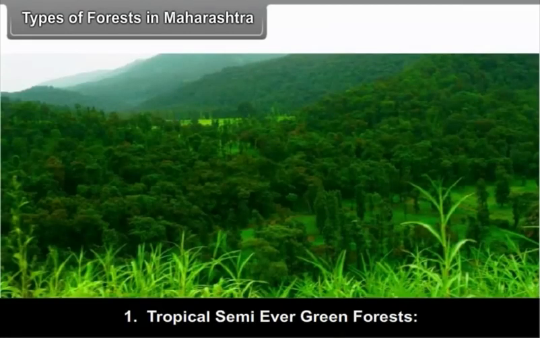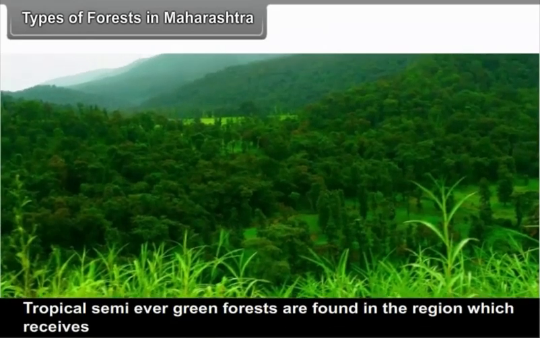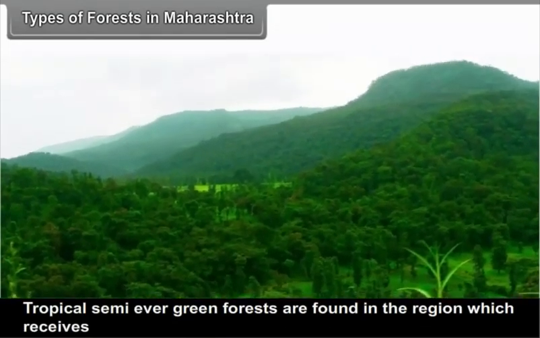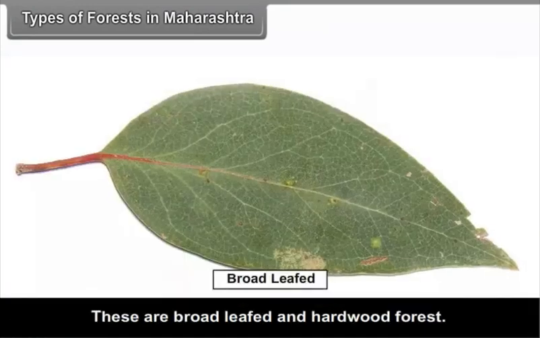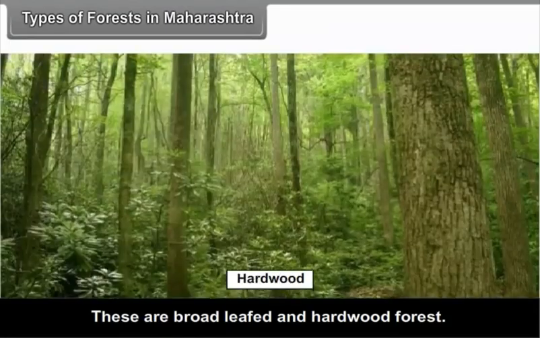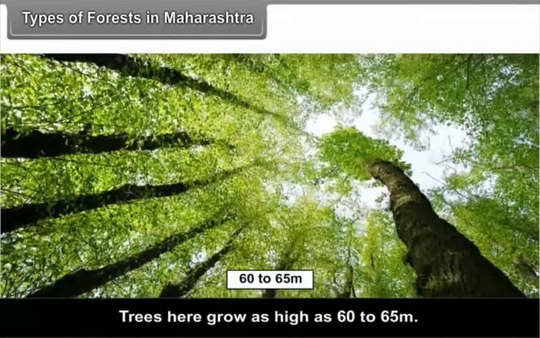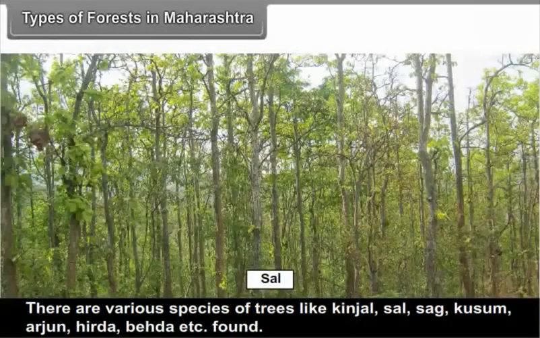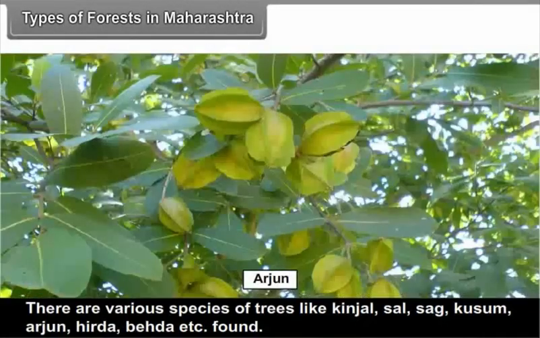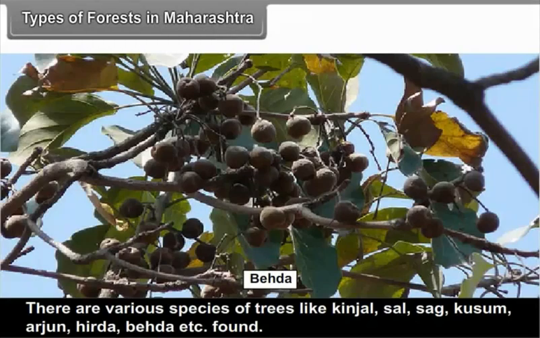Tropical semi-evergreen forests. Tropical semi-evergreen forests are found in the region which receives rainfall above 2000 mm and annual average temperature between 20 degrees Celsius to 30 degrees Celsius. These are broad-leafed and hardwood forests. Trees here grow as high as 60 to 65 meters. There are various species of trees like kinjal, sal, sag, kusum, arjun, hirda, behda, etc.